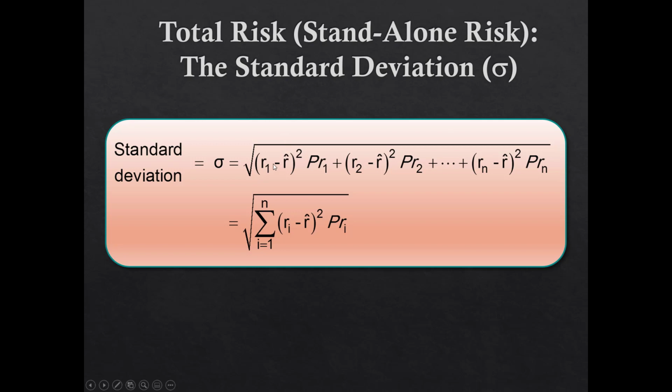So you'll take the return at R1 minus the expected return squared times the probability of R1, plus return 2 minus the expected return, which is R hat, squared times the probability of return 2. You'll sum all that together, you'll take the square root, and that will give you the standard deviation.